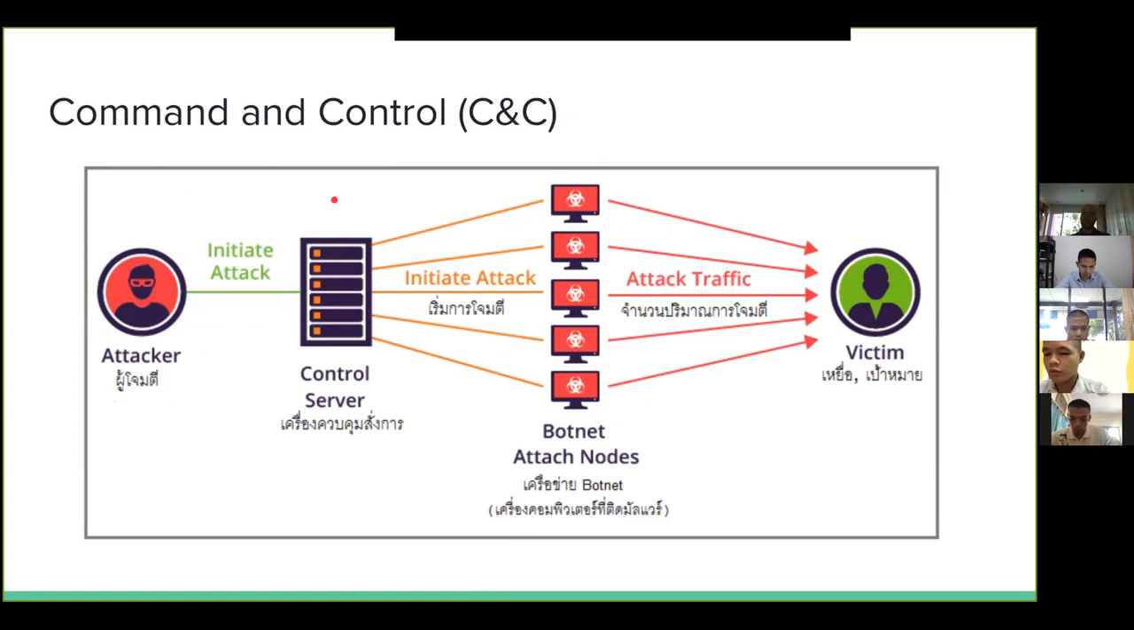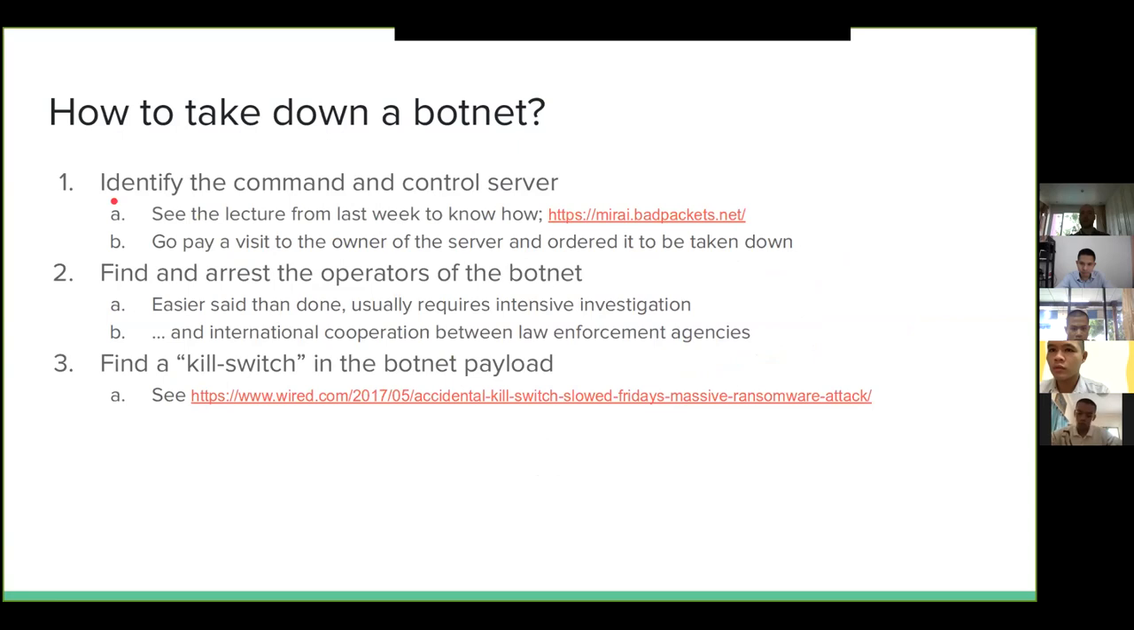So the Royal Thai Police does not have jurisdiction in Cambodia or Vietnam. They cannot go to Vietnam and tell them to take the command and control offline. Usually they need to talk to the Vietnamese police or the Cambodian police and ask them to help. Maybe sometimes they don't care and don't want to help, or maybe they want to help but don't have the resources or don't know how. So that's why number two, finding and arresting the operator of the botnet, is very difficult.